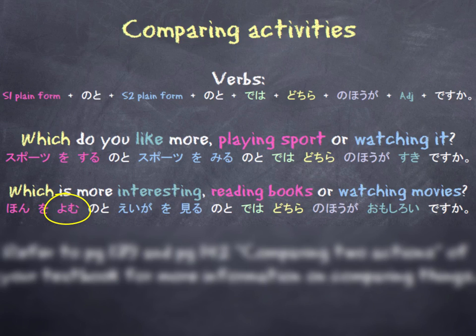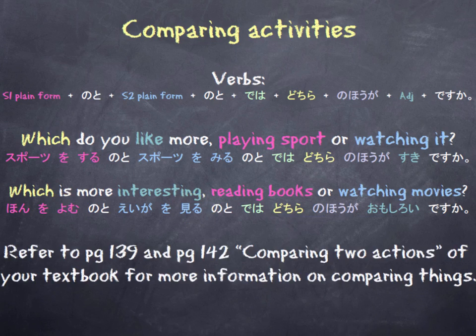Then we have our second sentence, which is watching movies. Eiga wo miru, again in its plain form, miru, as opposed to mimasu. And then our phrase, de wa dochira no hou ga omoshiroi desu ka? Omoshiroi means interesting. And in order to answer either one of these two questions, we'll simply put in whatever the activities we prefer doing and finish again with no hou ga, the adjective, and desu.